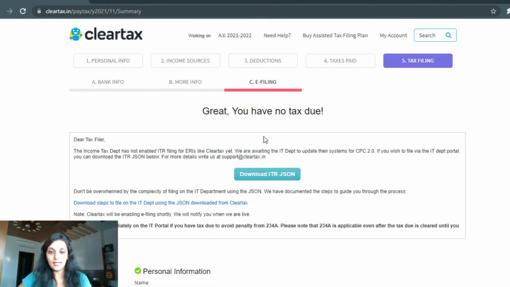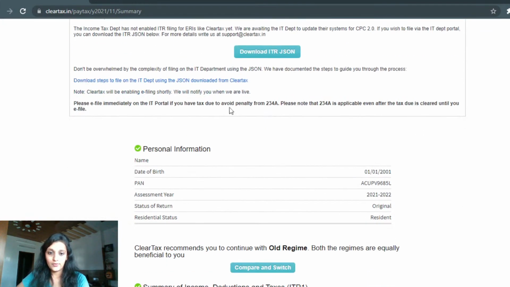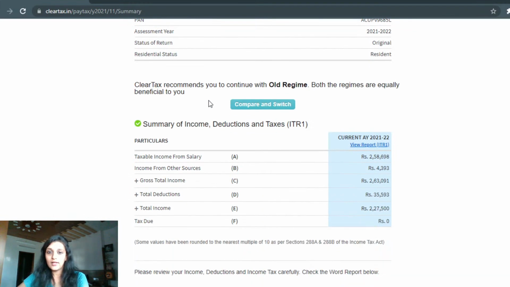In the e-filing tab, you may see refund amount, tax payable or no tax due. Once you're done with this, just scroll down and you will see that ClearTax gives you the recommendation of which regime is useful for you. So as per this sample Form 16, ClearTax is telling you to continue with the old regime.